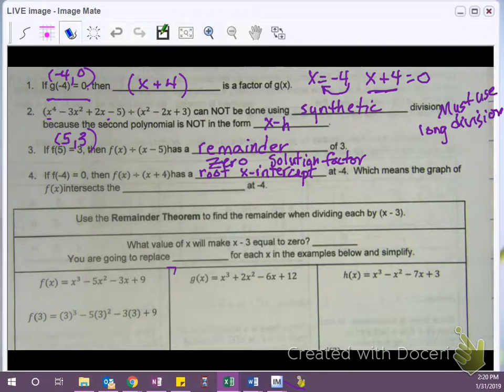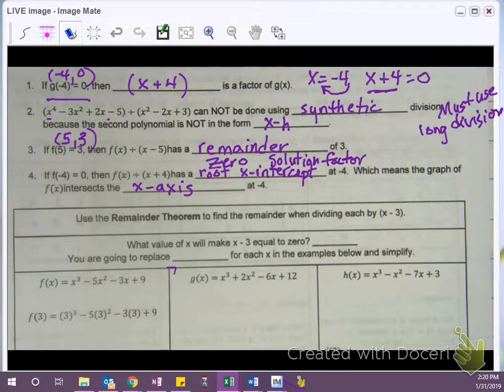All of those words mean the same thing. They are used in a different context. But an x-intercept is a root. It is a solution. It is a factor. It is a 0. All of those mean, where does this graph touch or cross the x-axis? Where does it intercept the x-axis? So any of those words could fit in that blank. And this means the graph of the function intersects the x-axis.